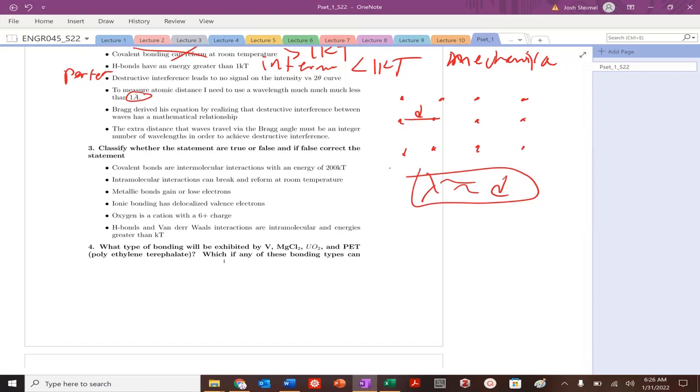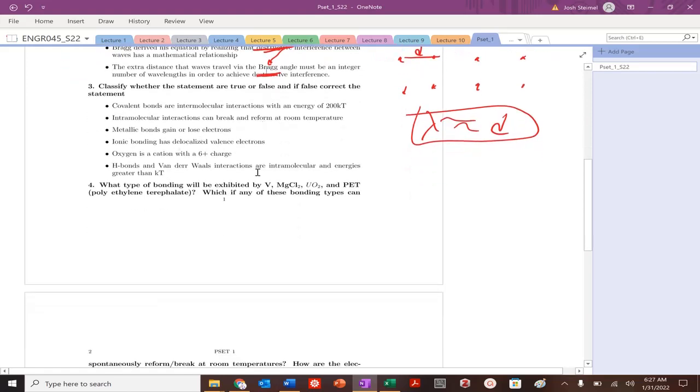Bragg derived his equation by realizing that destructive interference between waves has a mathematical relationship. No, constructive. And then the extra distance that the waves travel via the Bragg angle must be an integer number of wavelengths in order to achieve, again, not destructive, constructive interference. And that's number 2. Classify whether these statements are true or false, and if false, correct.